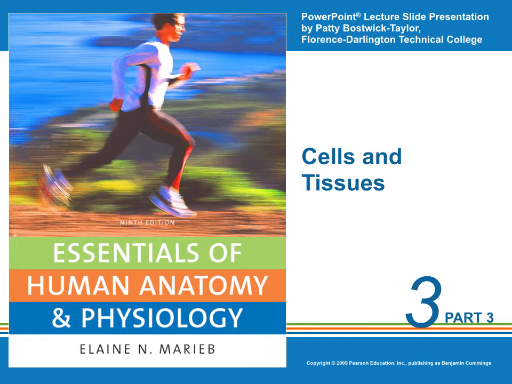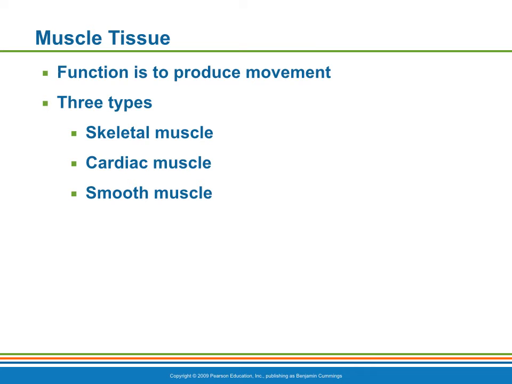Our last lecture for Chapter 3 includes muscle tissue, nervous tissue, and tissue repair. So let's get started. Muscle tissue. Muscle tissues are highly vascular. They're well vascular tissues responsible for movement. And there are three different types. You've got skeletal muscle, cardiac muscle, and smooth muscle.